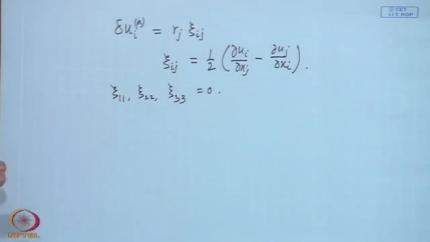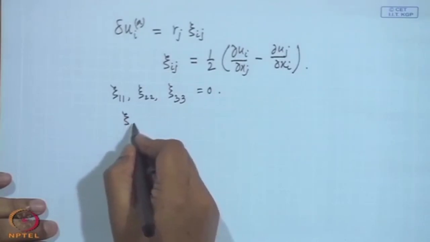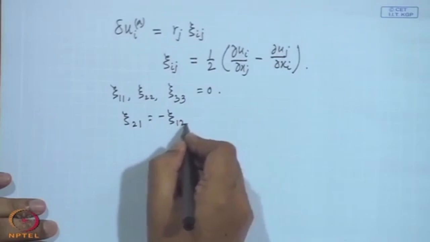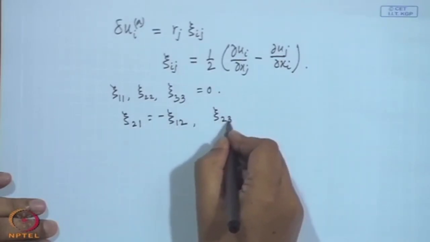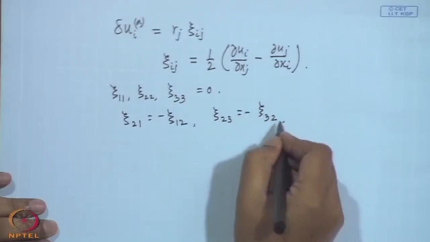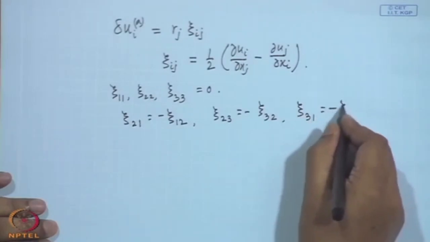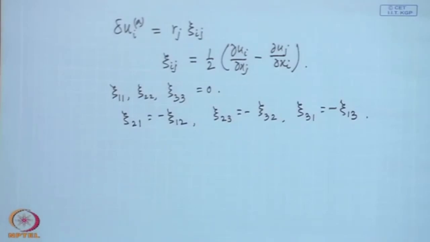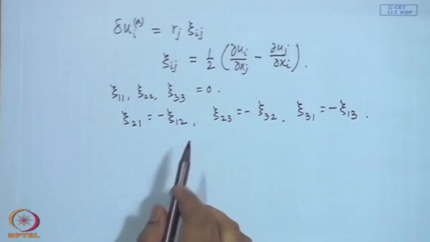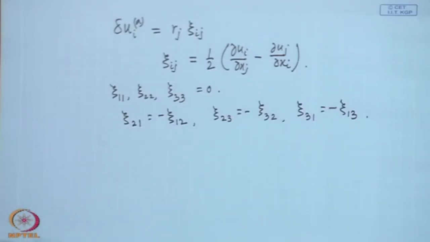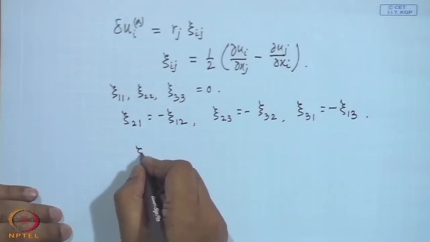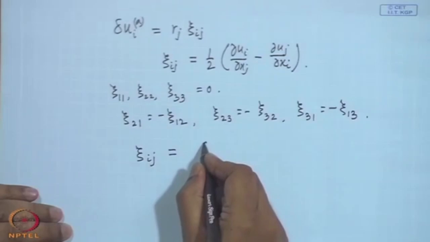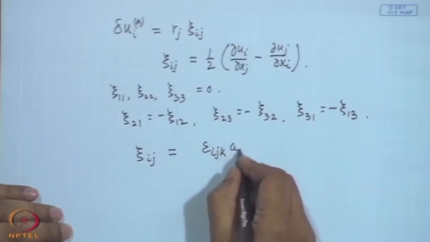Also xi_12 and xi_21 are just equal and opposite. So we can write xi_21 equal to minus xi_12, and similarly xi_23 is minus xi_32, and xi_31 is minus xi_13. This clearly shows that we have basically three independent terms. Out of the six non-zero terms, three are independent, the other three are just the opposite of those. Hence, we said that xi_ij can be written with the alternating tensor epsilon_ijk and omega_k.